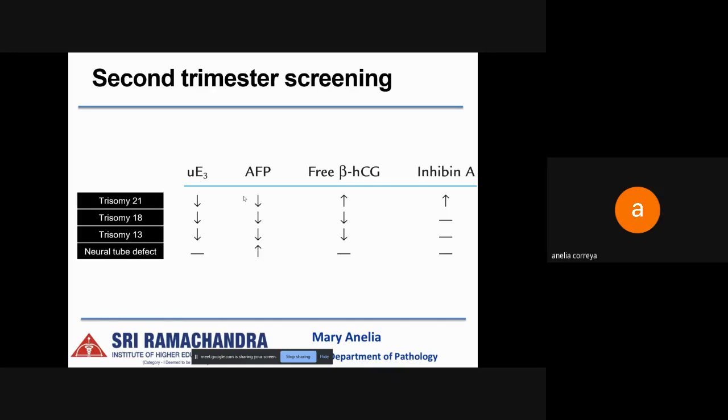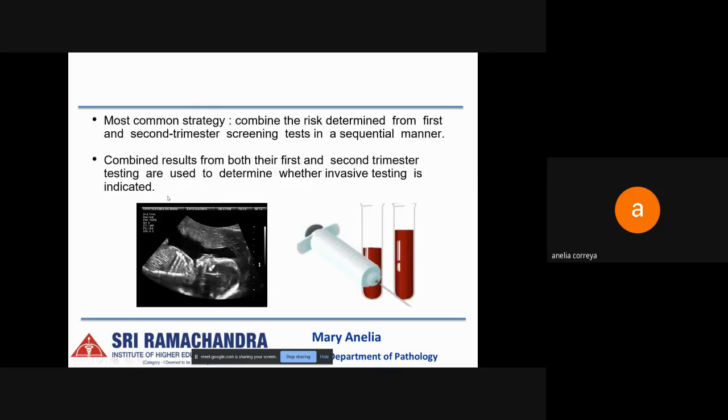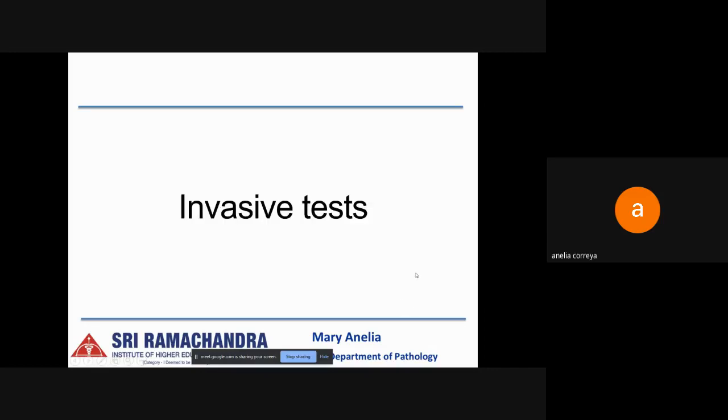Alpha-fetoprotein indicates that the fetal integument is not intact in some places. So for this screening test, the most common strategy that is followed is we combine the ultrasound findings along with the maternal serum test in order to determine whether an invasive test is indicated or not. So now coming on to the invasive tests.